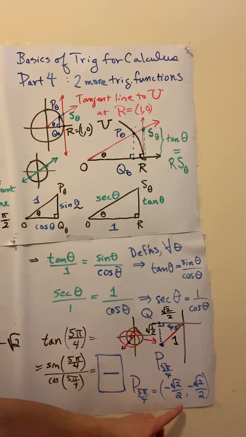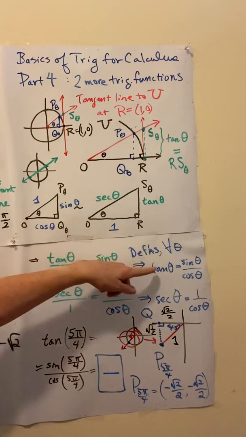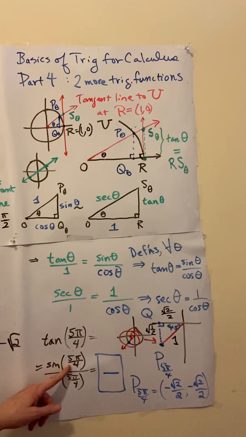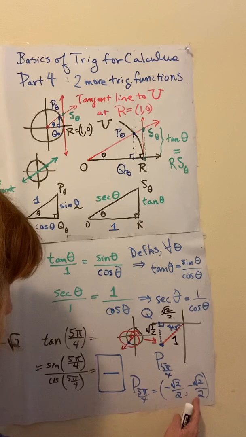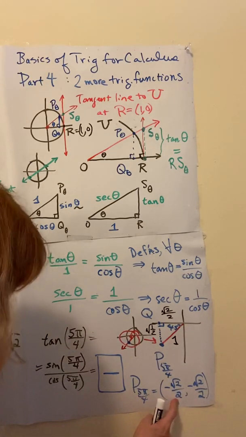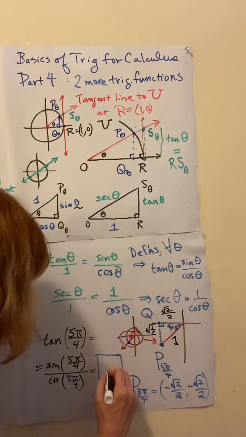But I'm not. Remember, this is the cosine of the angle. This is the sine. So the tangent of 5 pi over 4, using its definition as always the sine of theta over the cosine of theta, equals the sine of 5 pi over 4, which is this number, over the cosine of 5 pi over 4, which is the same number. So this just turns out to be 1.